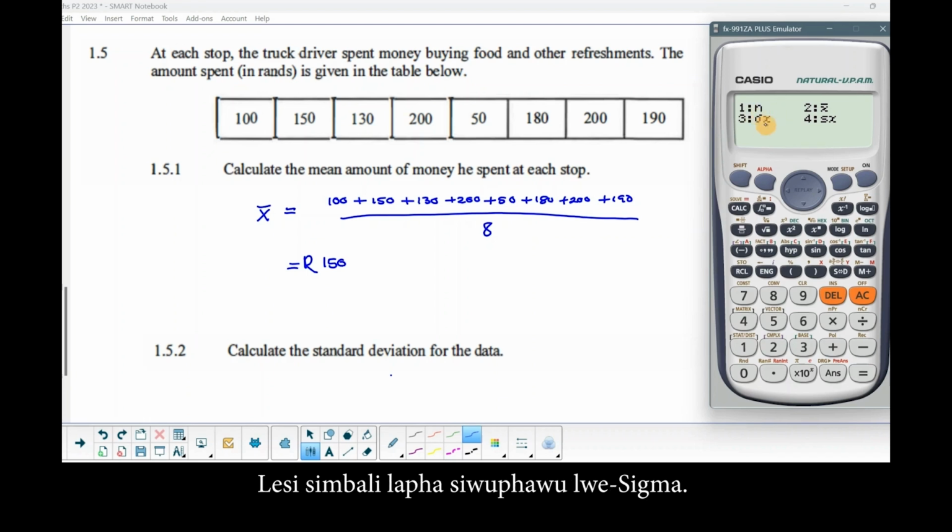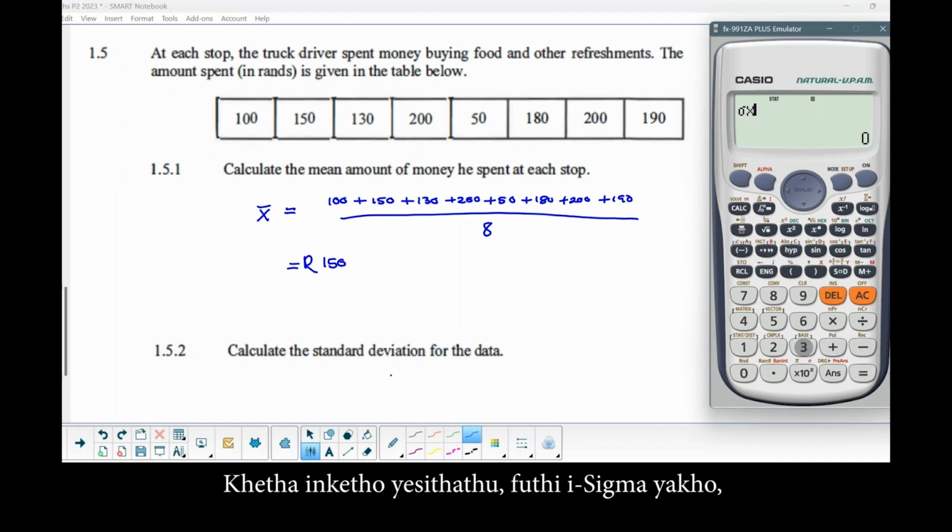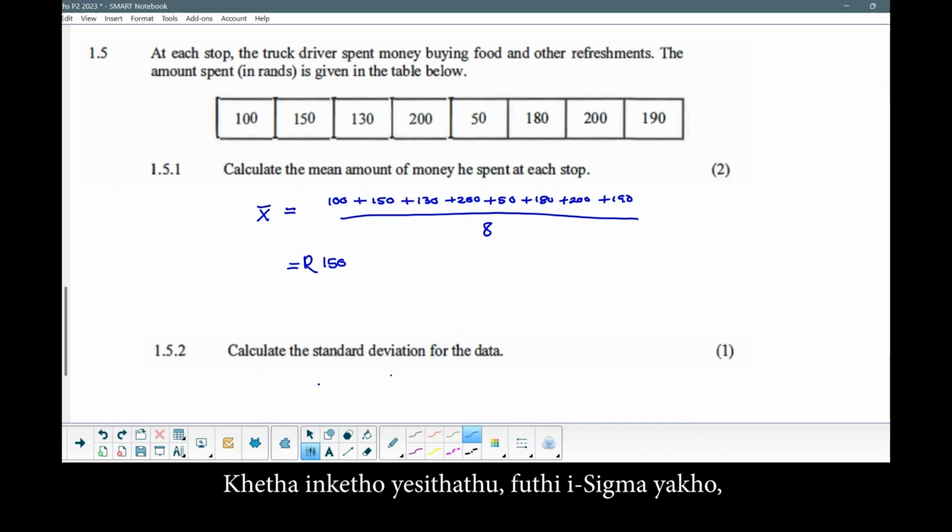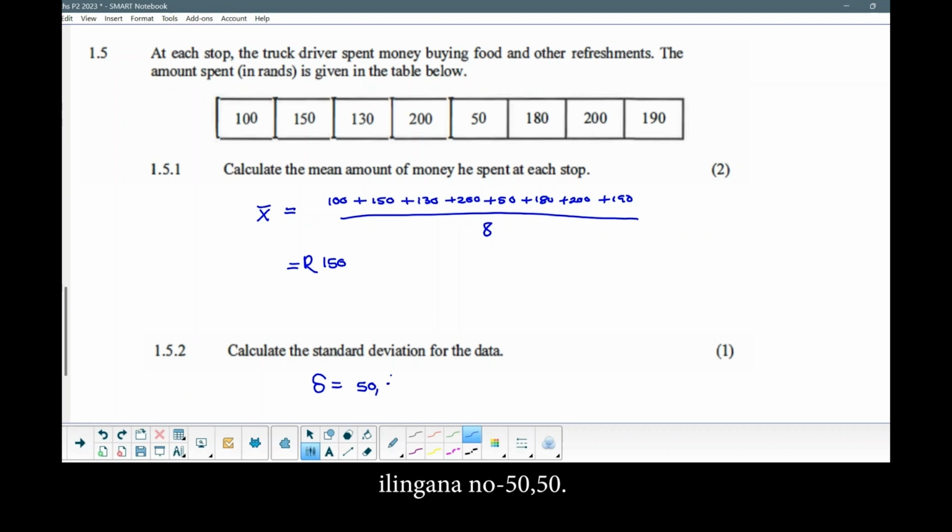So this symbol here is sigma. Sigma represents your standard deviation. Choose option 3, and your sigma, which is your standard deviation, is equal to 50.50 if you rounded it off.